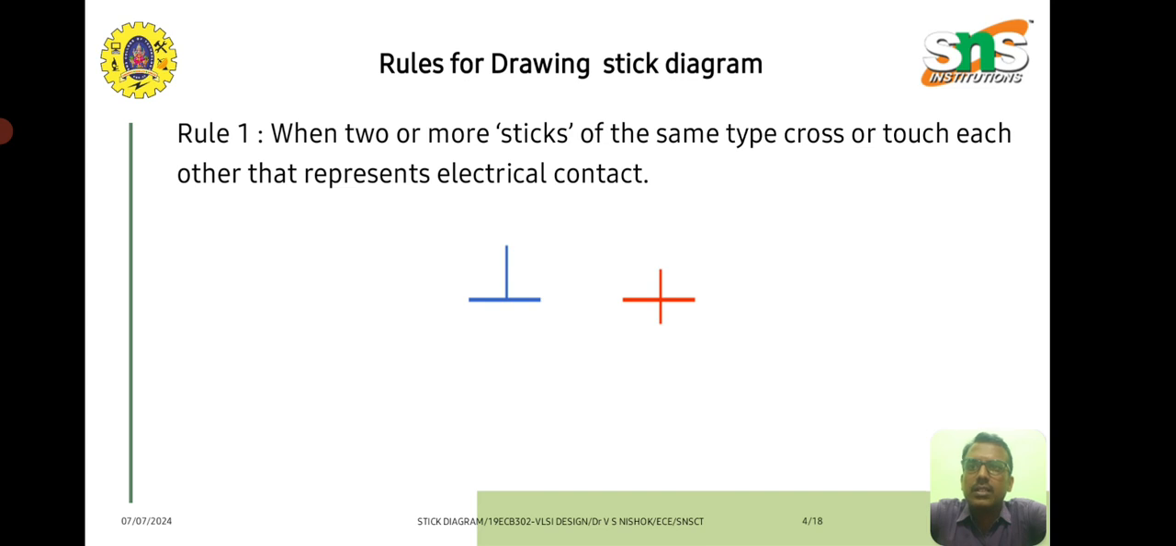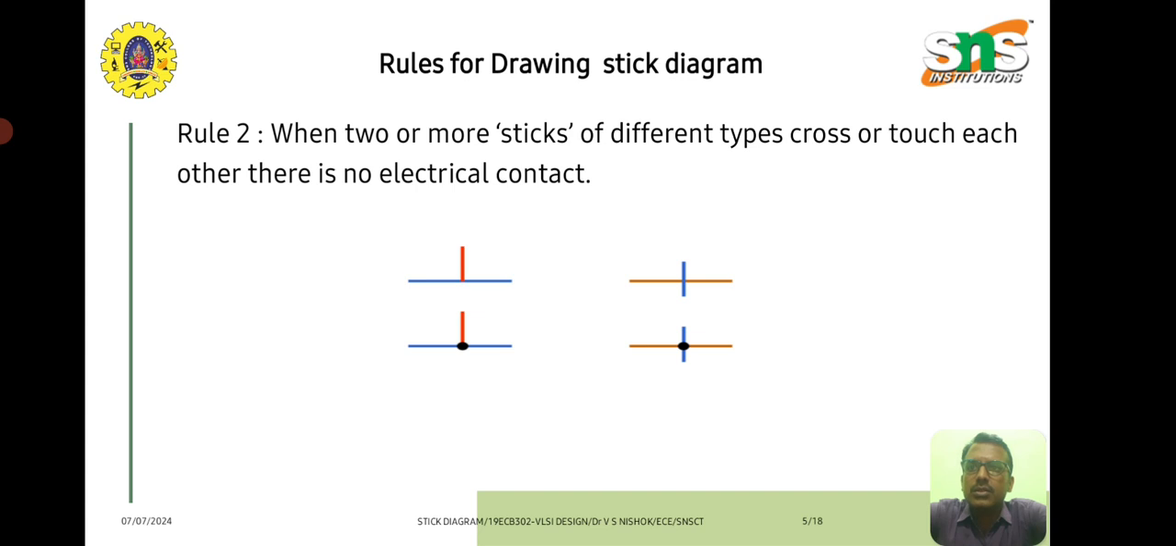We are starting with the rules for drawing the stick diagram. Rule number 1: when two or more sticks of the same type cross or touch each other, that represents an electrical contact. Blue color, as we have seen, is metal. Here one horizontal line is touching the vertical line, so this creates a contact of the metal layer. Similarly, with polysilicon, one horizontal and one vertical line cross each other and touch, so by default it creates an electrical contact. That comes under rule number 1.